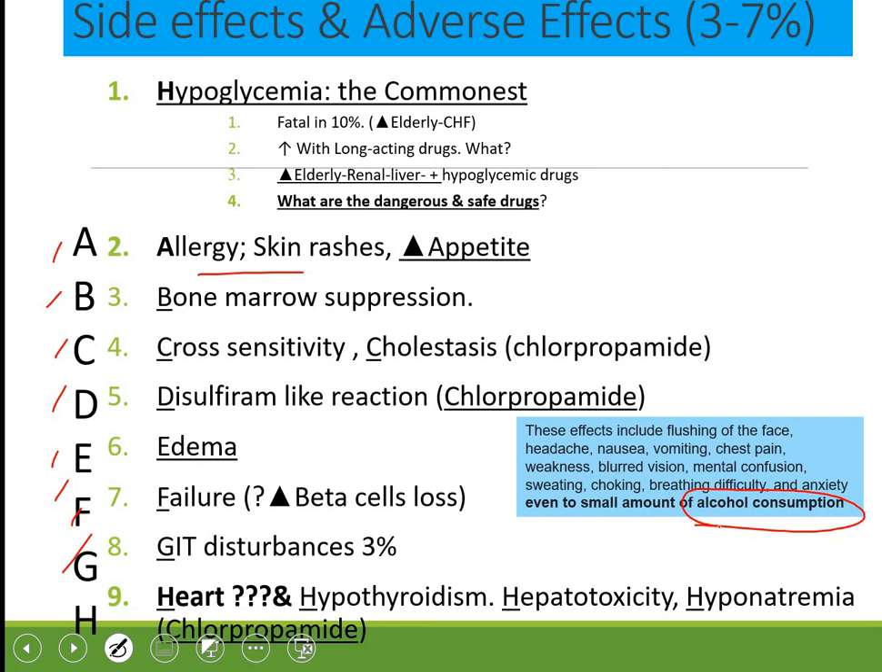So sulfonylurea can be used to induce disulfiram-like effects in alcoholics, and the alcoholic will then not go for the alcohol.